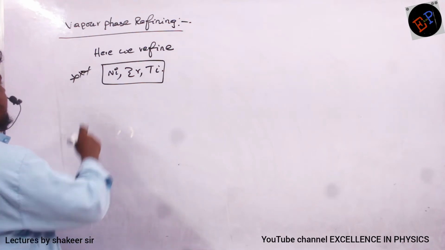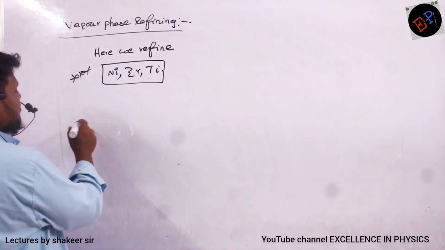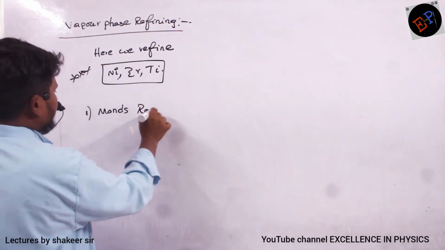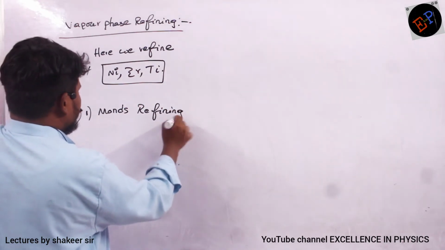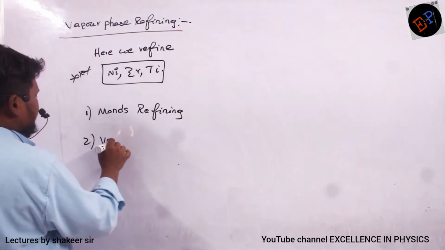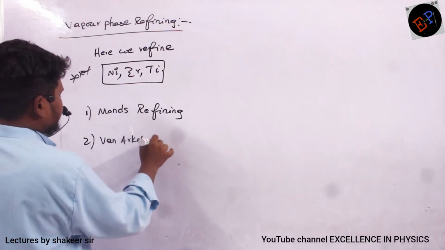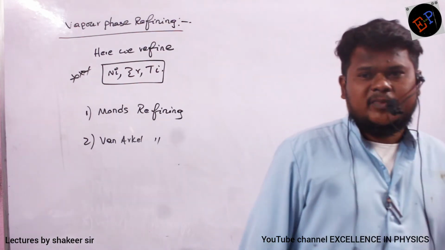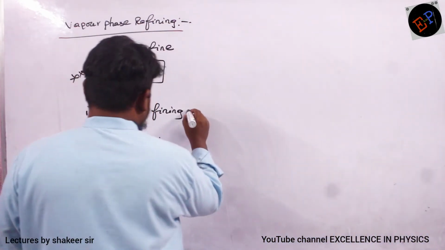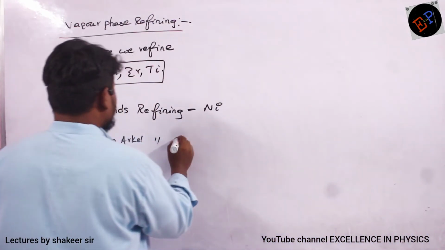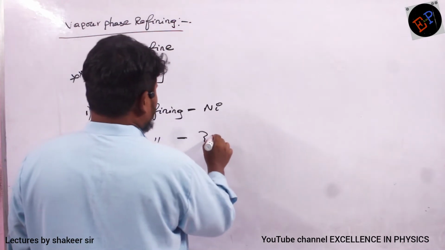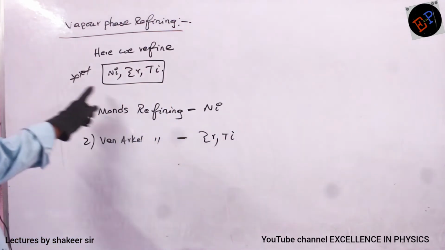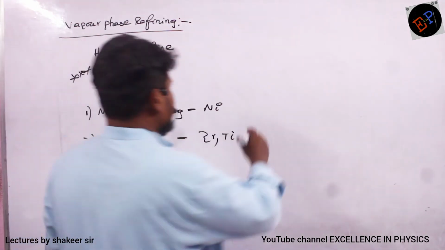So in vapor phase refining we have two methods. One is called Mons refining, and the second one is called Van Arkel refining. These are the two methods by which we can refine these metals. By Mons refining we refine nickel, and by using the Van Arkel method we refine zirconium and titanium. Understood? So these examples also can be asked in the examination.